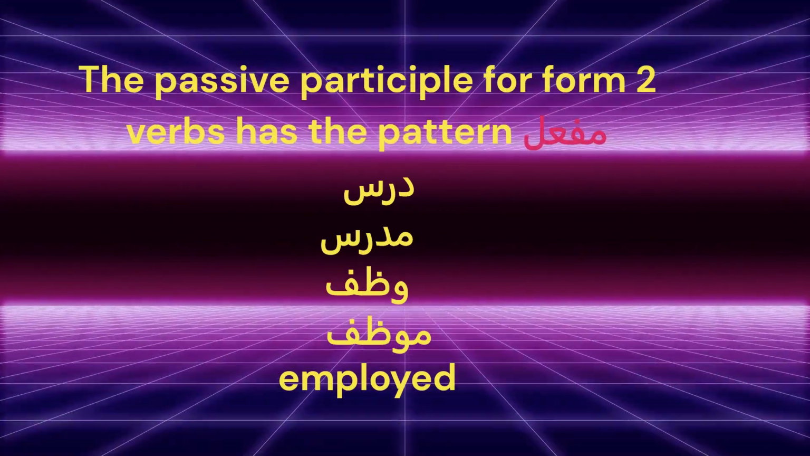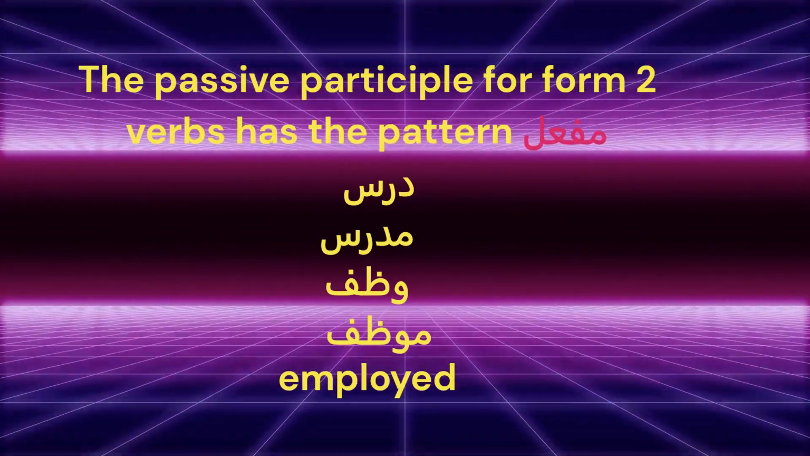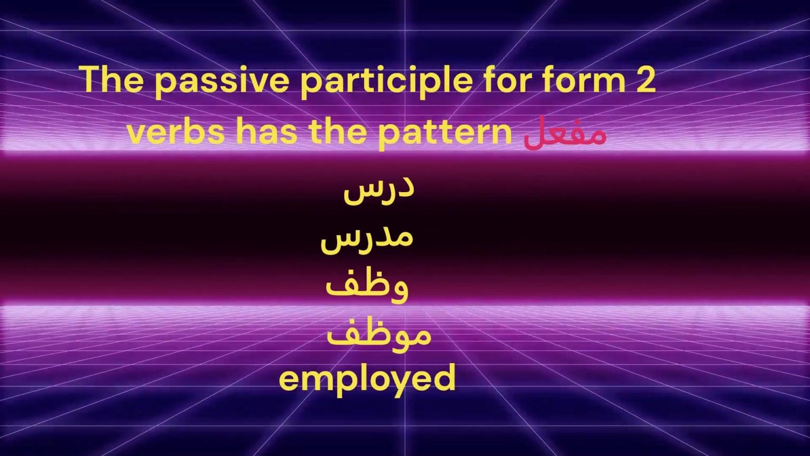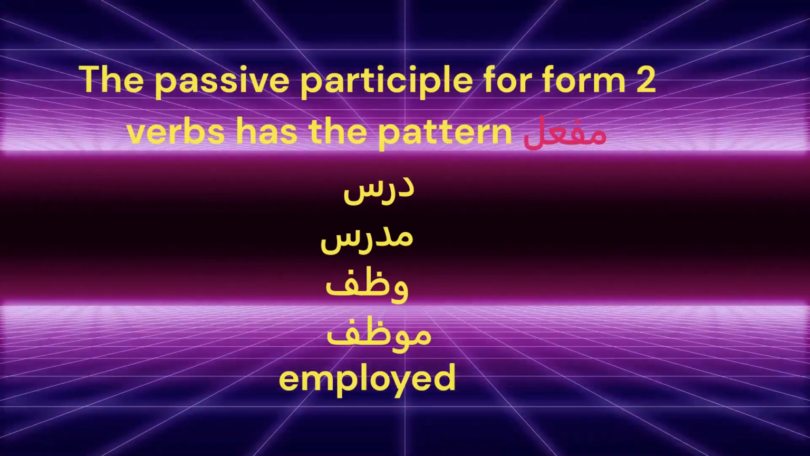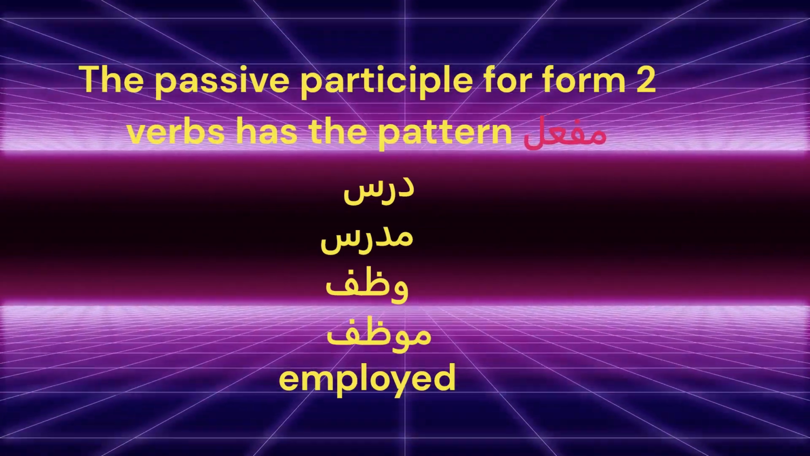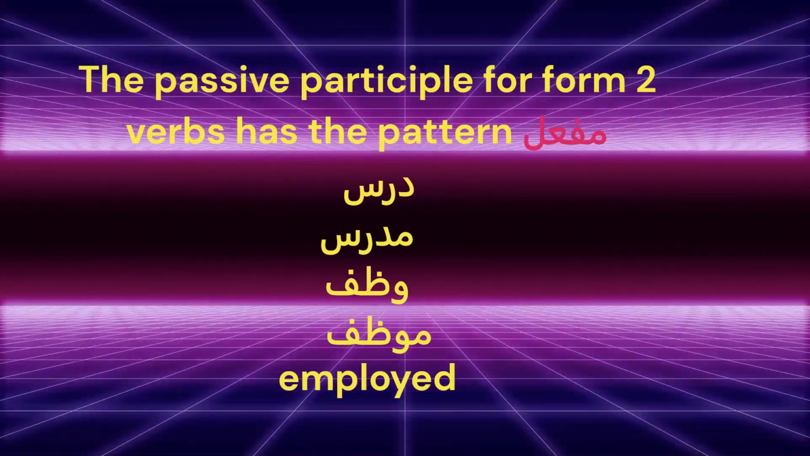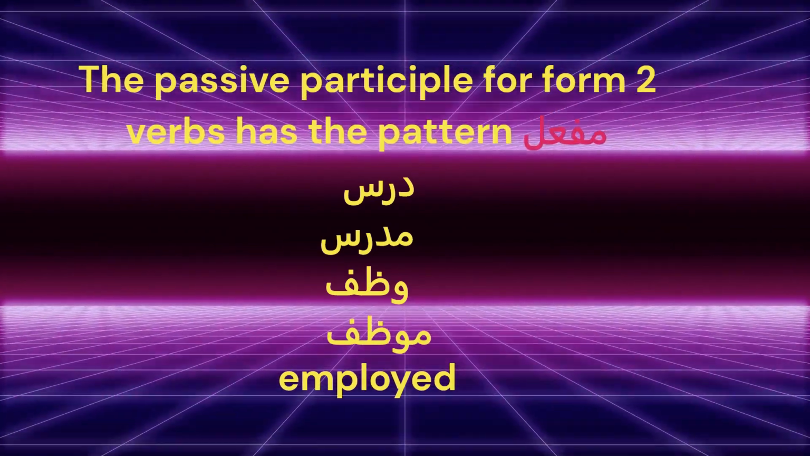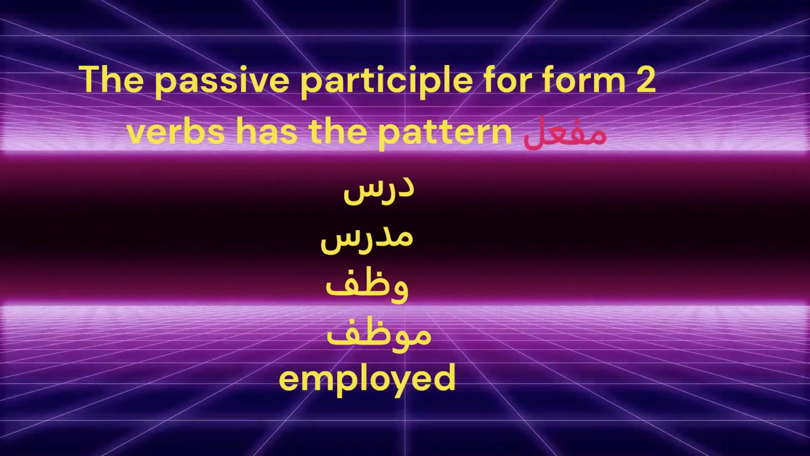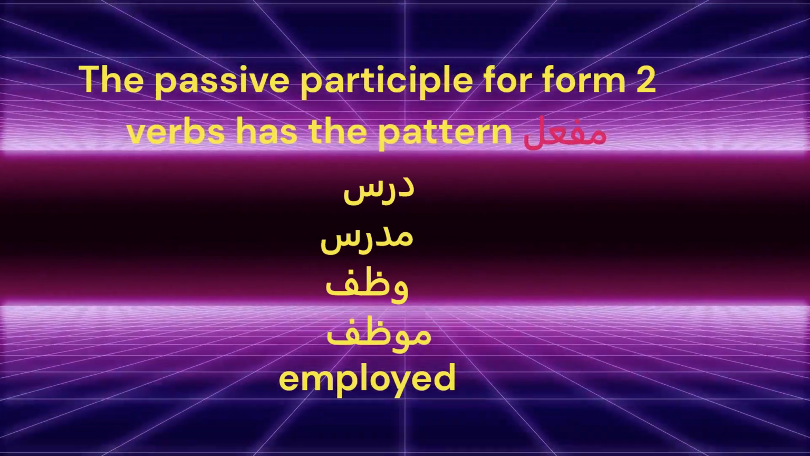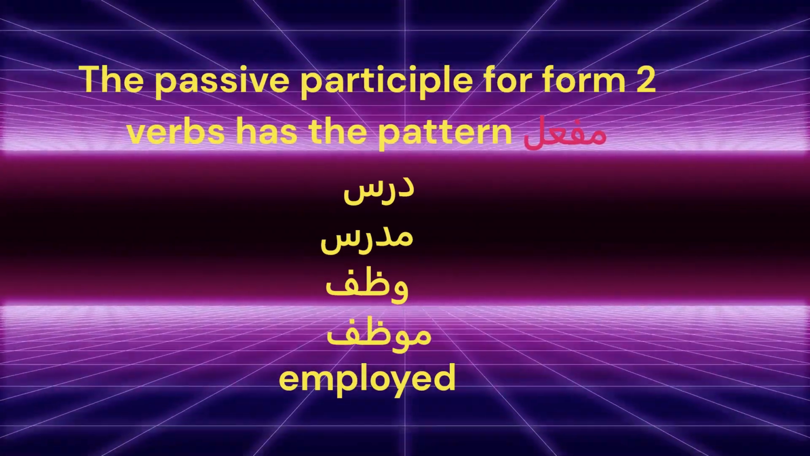The passive participle, or ism maf'ul, for form 2 verbs has the pattern mufa'al. Darrasa, to teach, mudarras, taught. Waddafa, to employ, muwaddaf, employed.